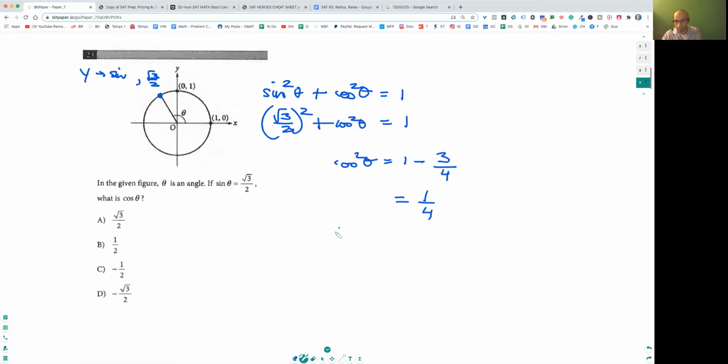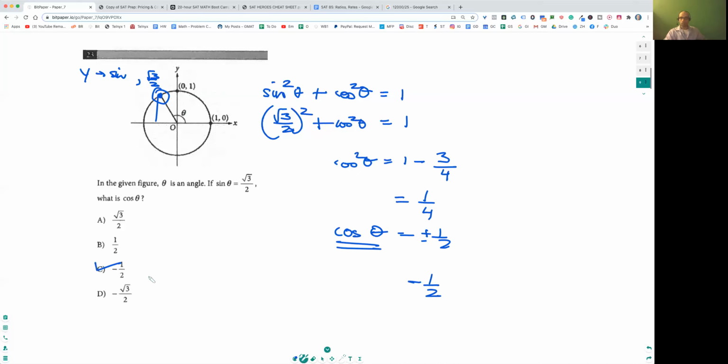And so cosine theta can be positive or negative, right? It could be any of these. But you're given this value here, and you might already know, based on which quadrant it is, that in this quadrant the x coordinate is right over here and it's negative, right? So that's why it's going to be only -1/2. And that's why this is the answer.